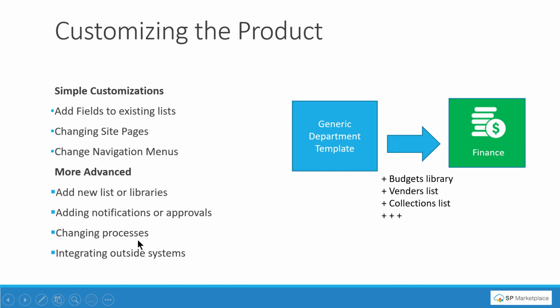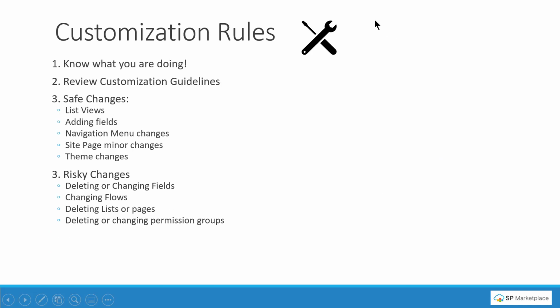Changing processes that are out there. If we have processes that are writing new items or creating tasks or anything like that, make sure you know what you're doing there. And then integrating outside systems, of course, is more advanced, and that's usually using Flow and connectors. Now, there are some guidelines on customizing because you can get yourself into a lot of trouble. So let's look at the customization rules.